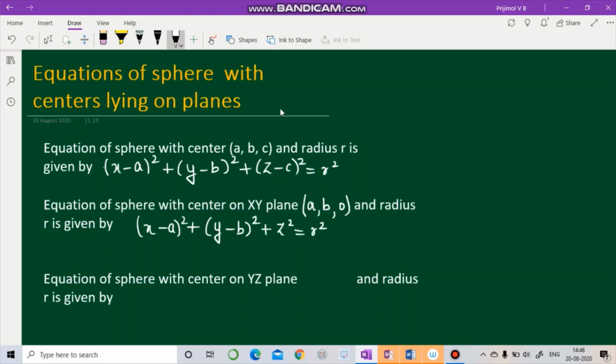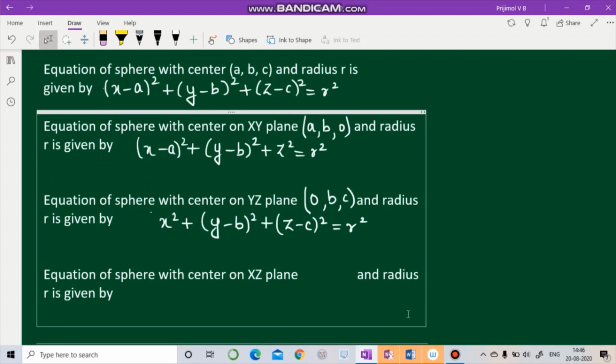The third equation is of the sphere with center on the yz plane. When you have the yz plane, that means x is 0, so the center is 0, b, c, and the equation will be x square plus (y minus b) whole square plus (z minus c) whole square equal to r square.